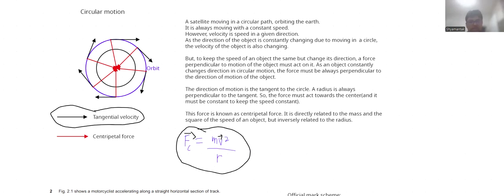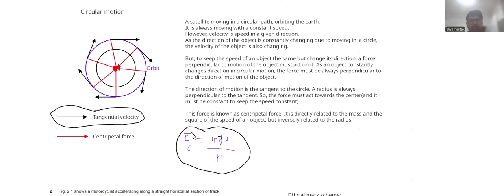Therefore, from this equation, we can say that if the mass of the object is increased, then the force would increase. If the velocity of the object is increased, the force would also increase. But if the radius is increased, then the force on the object would decrease.